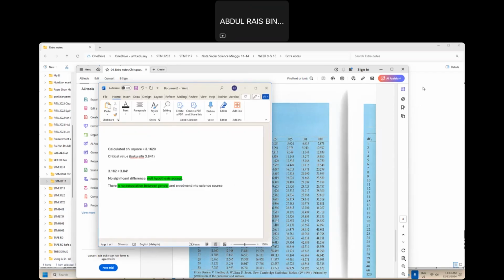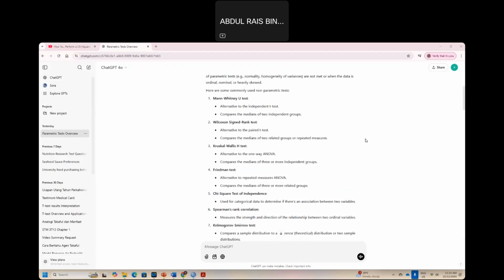One moment, let me open the browser. Okay, so let's see what Mr. ChatGPT has helped compile. Mann-Whitney U, alternative to independent t-tests, is comparing medians of two groups. The Wilcoxon is the alternative to the paired t-test, comparing medians of two groups, repeated measures, meaning before and after.